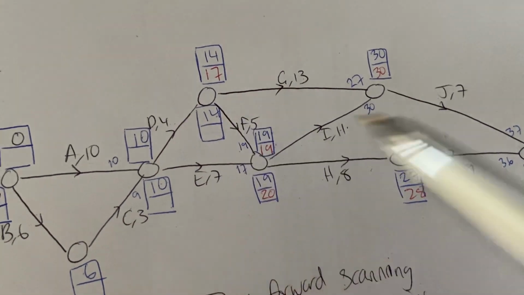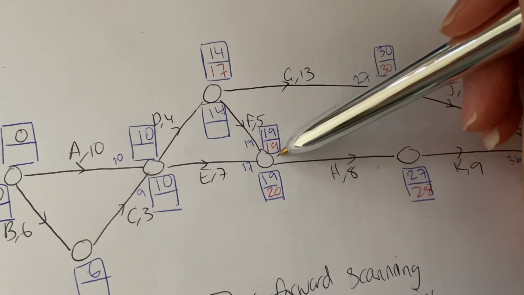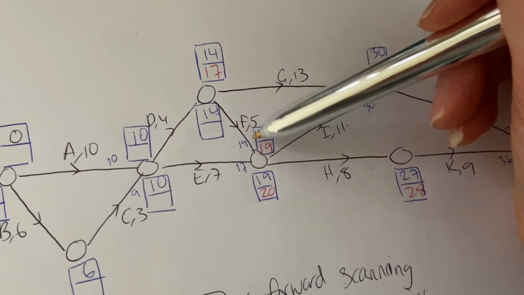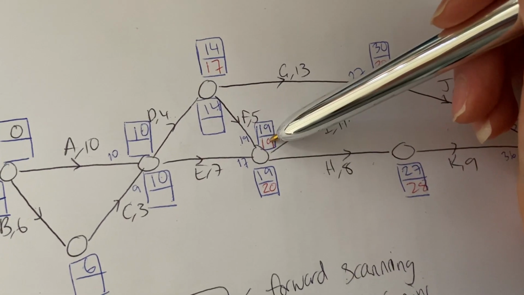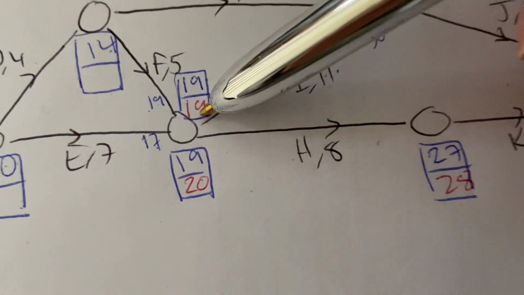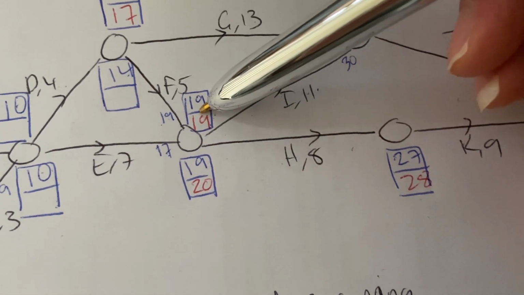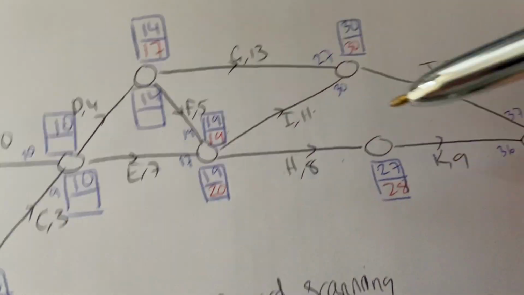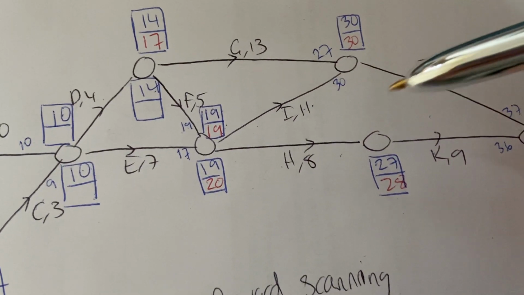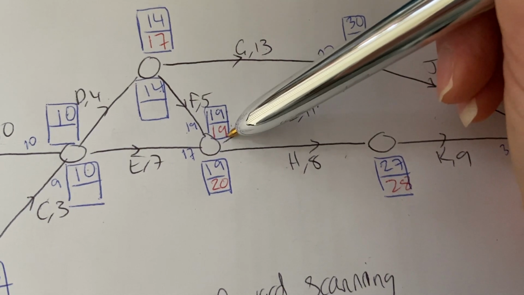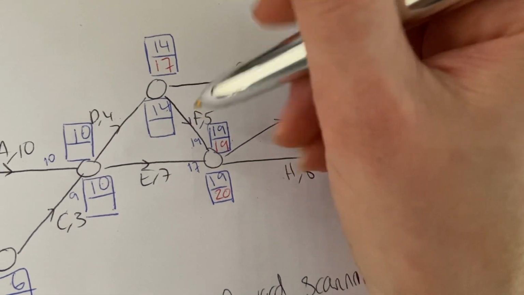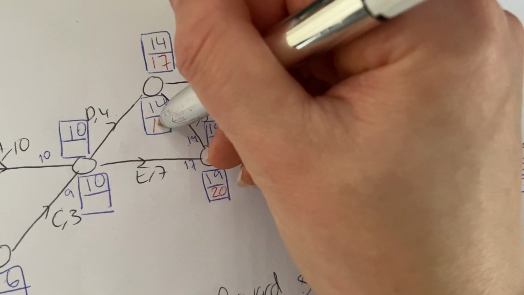Now, let's look down here. To work out F, this is a bit tricky because we've got 2 boxes here at this node. Again, because I haven't labeled them, it's less confusing. When you've got 2 boxes to work from, pick the one with the smallest number. So forward scanning, we were dealing with the largest number. Backward scanning, it's the smallest number. So we're going to use 19 rather than 20. 19 take away 5 is 14.